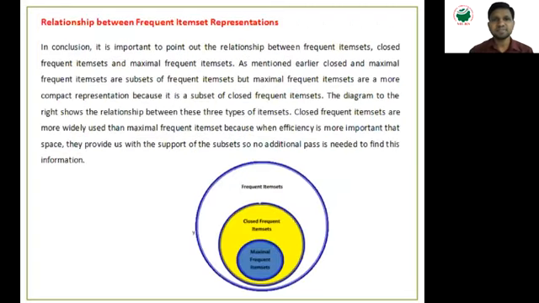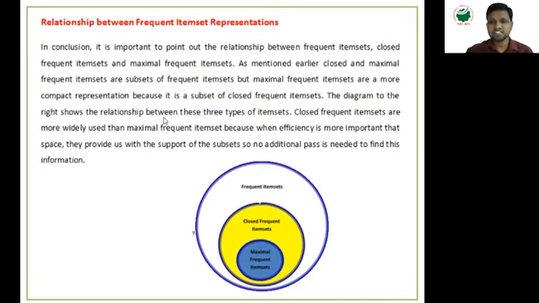Now see, the relationship between frequent item set representations. Here I have given maximal frequent item sets, closed frequent item sets and frequent item sets. Frequent item sets are purchasing items, one along with another item. Closed frequent item sets are those that are not purchased with the same item. Maximal frequent item sets come from the frequent item sets and closed frequent item sets. We can get one item from frequent item sets and another from closed frequent item sets, so you will get the maximal frequent item sets.